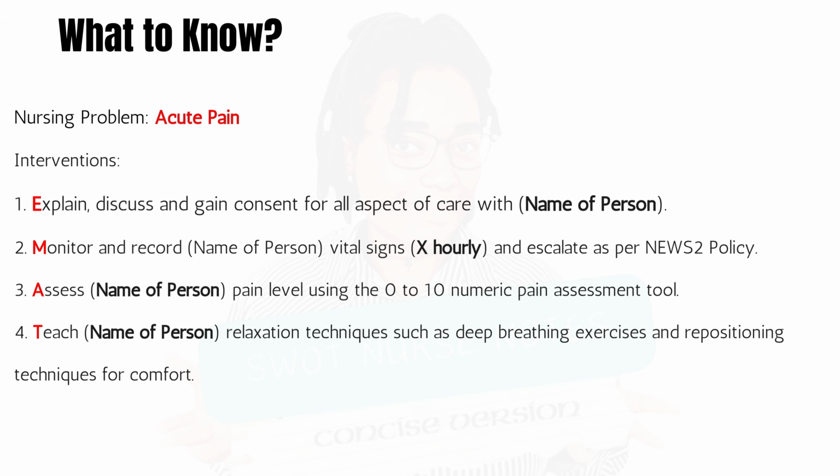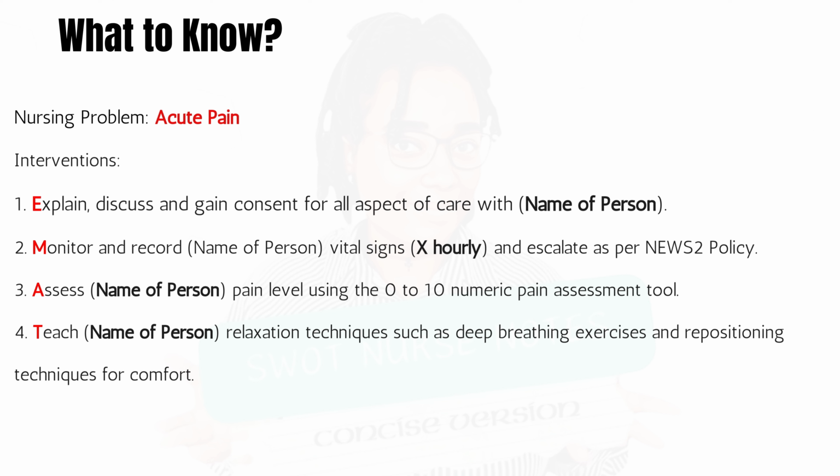2. Monitor and record vital signs and escalate as per NEWS 2 policy. Please note carefully that I have X hourly in brackets. This is because the monitoring frequency for the vital signs will be based on the total NEWS 2 score, whether it is 1 hourly, 4 to 6 hourly, etc. 3. Assess pain level using the 0 to 10 numeric pain assessment tool. I will mention more about this in the video.